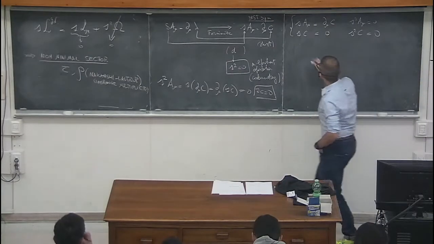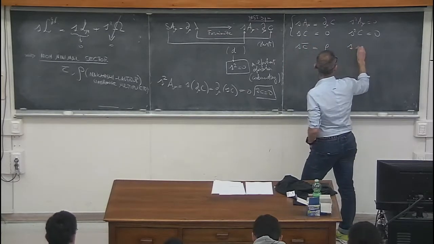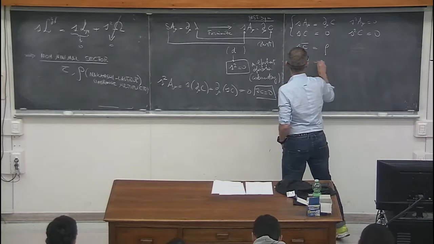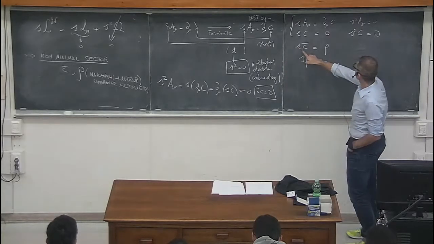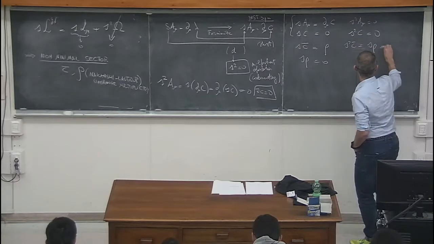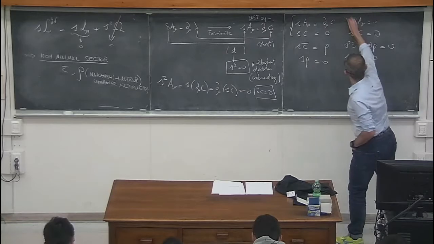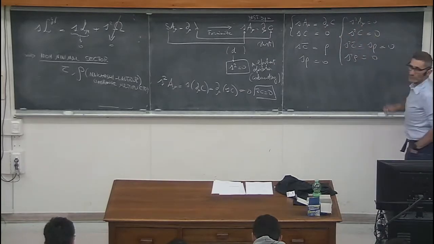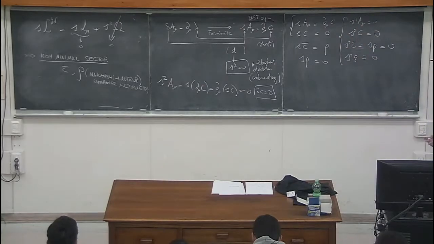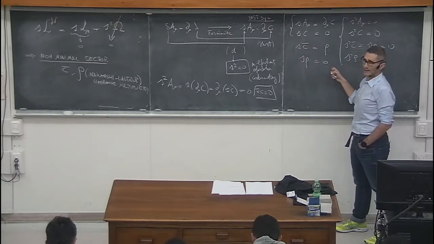Okay, I add in this way. S of C bar is equal to rho, and S of rho is equal to 0. Then you immediately see that S square of C bar is equal to S of rho, and this is equal to 0. And of course, S square of rho is equal to 0. So you see that all the conditions for being nilpotent are satisfied. I introduce two fields, which are C bar and rho, and they are related in this way.